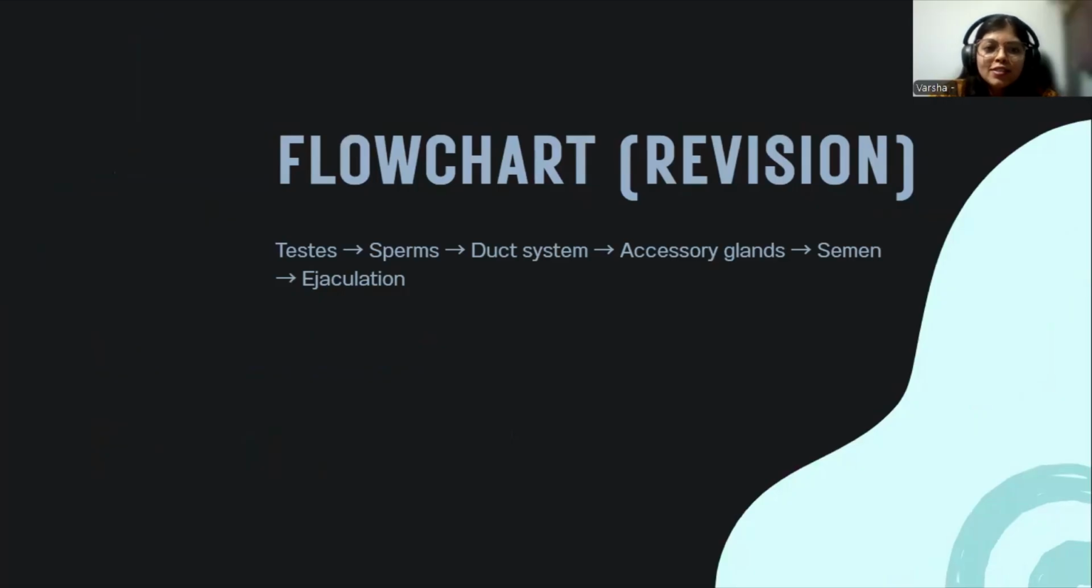Now, flow chart. Let's revise everything in under 10 seconds: testes produce sperm, then it goes to the duct, then gets mixed with accessory gland secretion, forms semen, and then semen is ejaculated with the help of the penis. Actually, urethra. So if this flow is clear, the whole chapter becomes very easy.